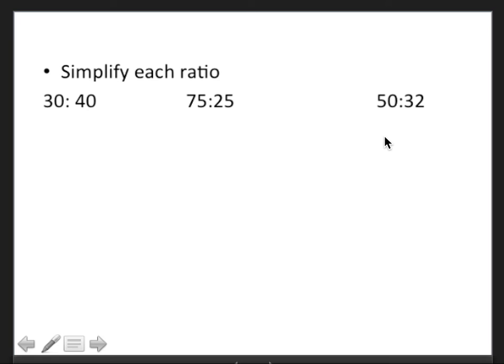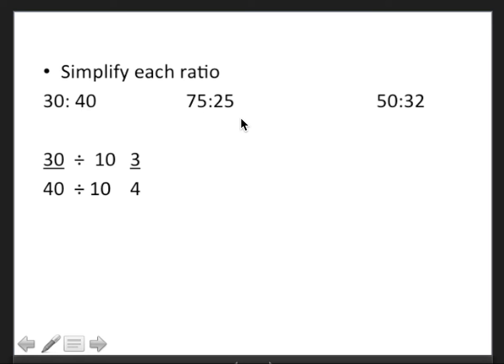All right, have you tried to simplify these? Now 30 and 40, what can you divide both 30 and 40 by? They can both be divided by 10. Remember, whatever you do to one number, you must also do to the other number when you're simplifying. Just like we did with fractions, ratios work the same way in simplifying. So if you divide the first number by 10, you have to divide the second number by 10. So 30 to 40 will simplify to 3 to 4.